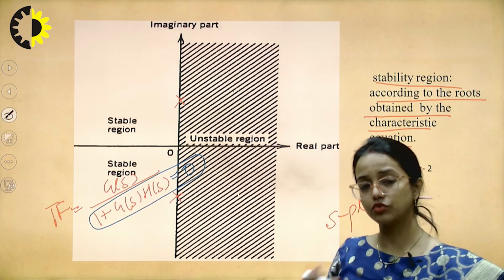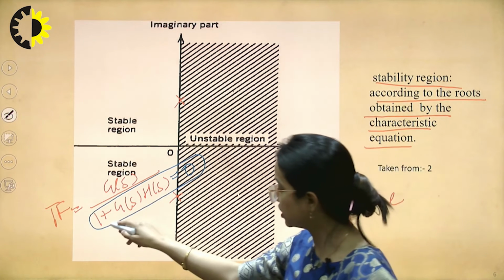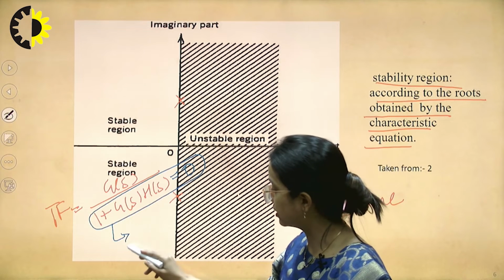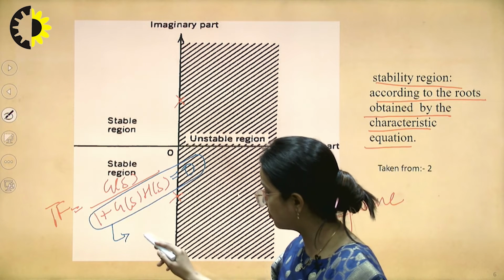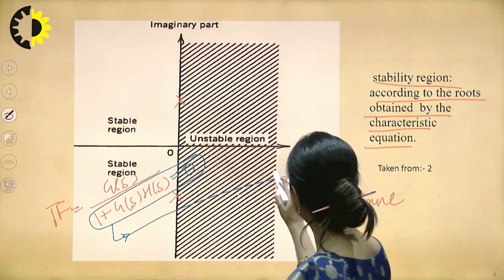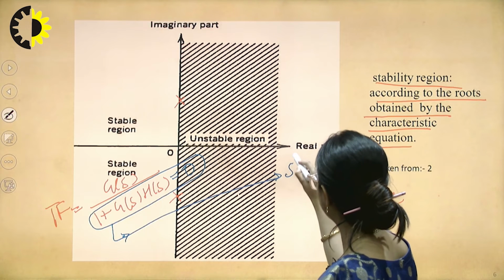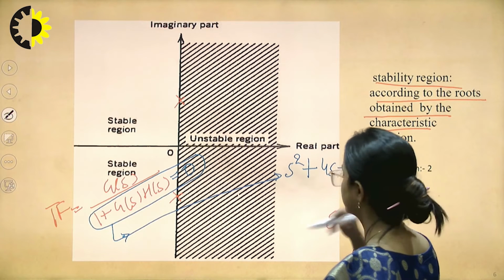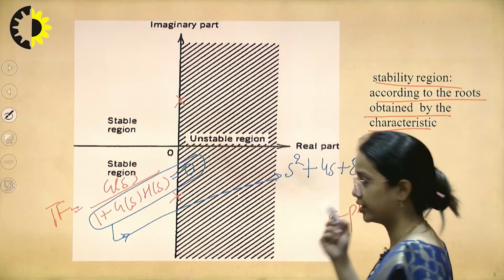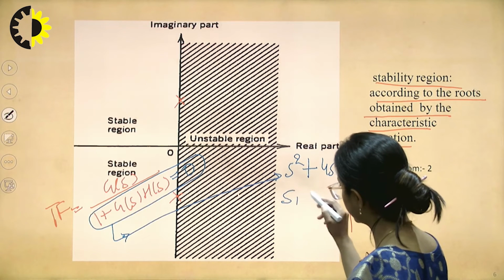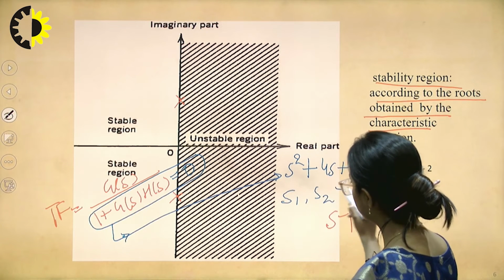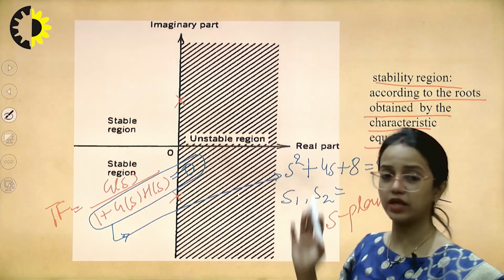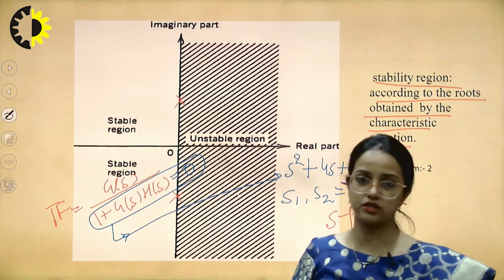So the roots of this equation, of course this will be a polynomial in terms of s. Let us take an example, let this be s square plus 4s plus 8. Let's now equate it to 0. Of course, you will find two values of s, s1 and s2. So these are the roots. Depending on the location of these roots, this complete system can be said to be stable or unstable.